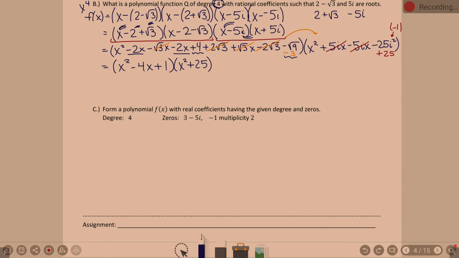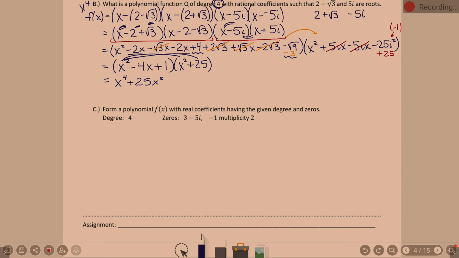And then we distribute again. Good news, bad news. Bad news, we distribute again. Good news, my radicals are done, my i's are gone. It's just more basic now. X squared times x squared is x to the fourth. X squared times 25 is 25x squared.